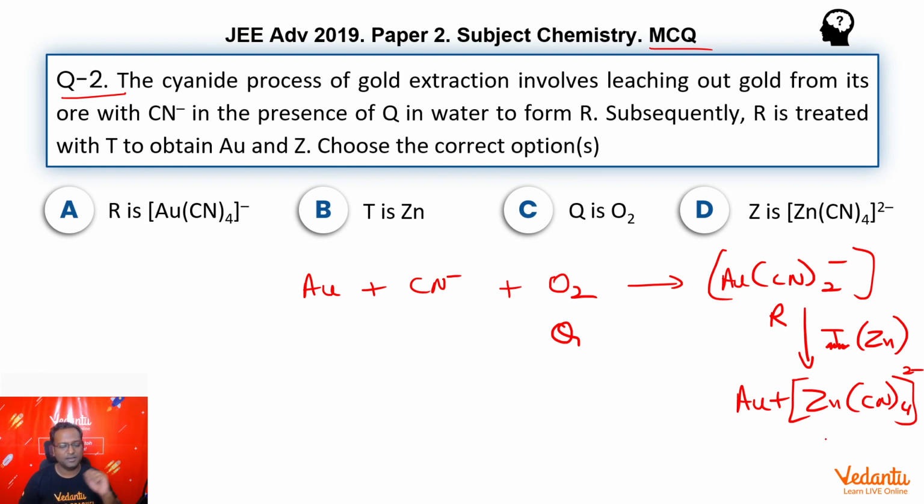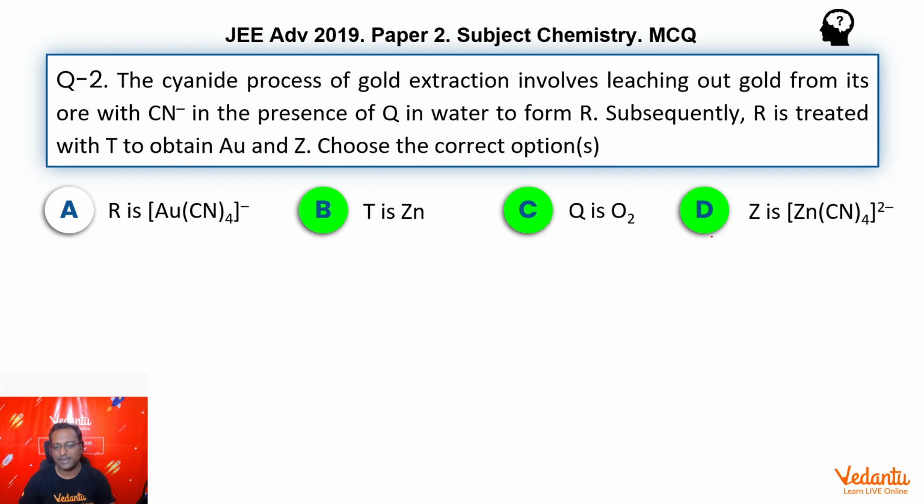So as we can clearly see, the question is already solved. This is compound Z, this is T, this is R, this is Q. So option A, is it correct? No, option A is not correct. T is zinc, yes, it is correct. Q is O2, yes, it is correct. Z is [Zn(CN)4]2-, yes, indeed, it is correct. So the correct answer is B, C, and D.